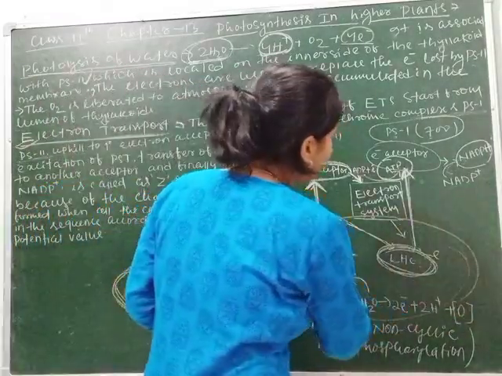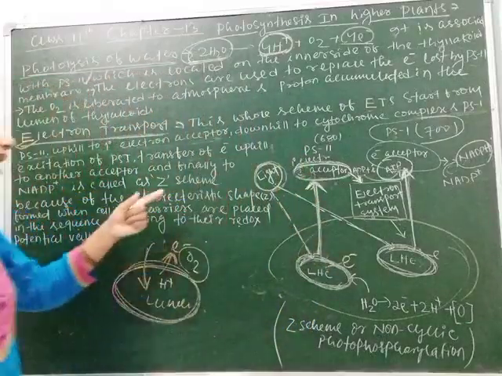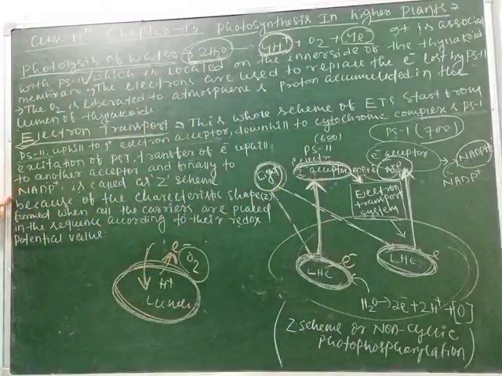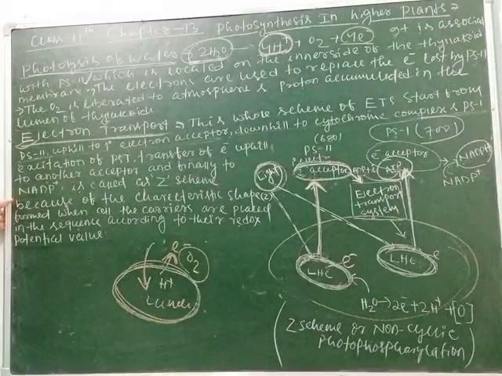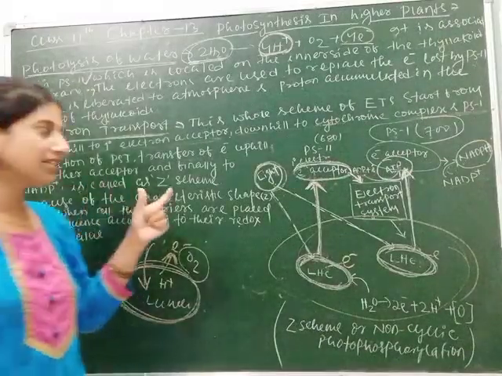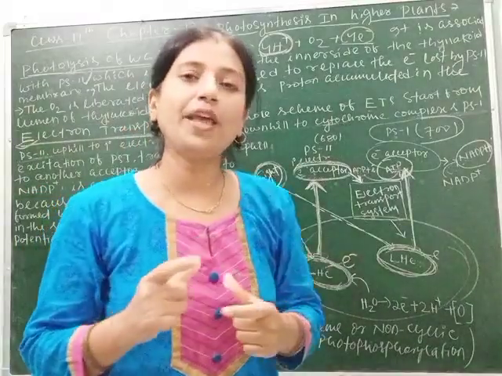Suppose this is chlorophyll A and here PS2 is associated. And after this, what happens? The electron becomes excited and jumps to an orbit further from the atomic nucleus. It means the electron has to get excited.